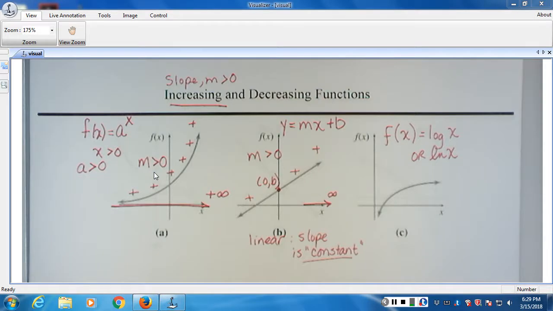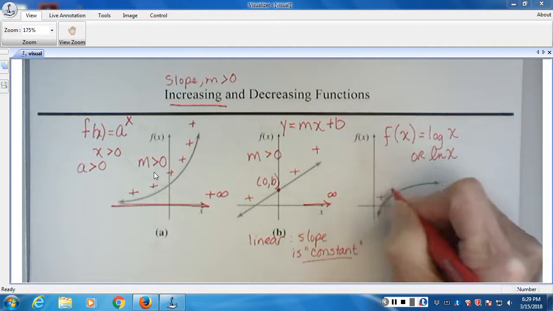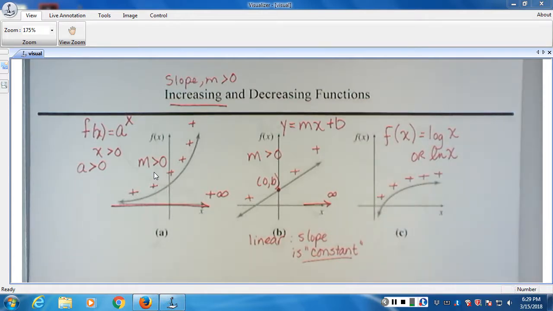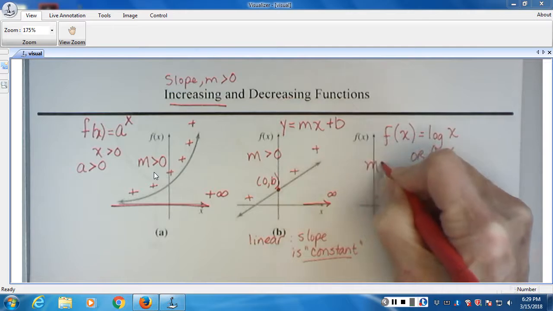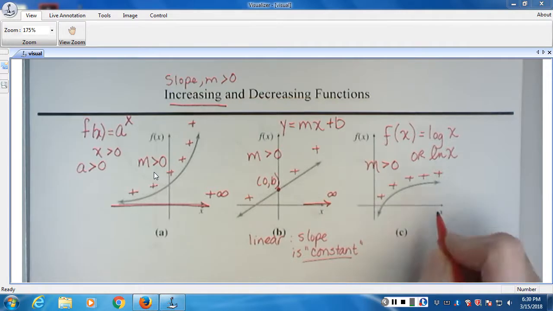But again, this one is constantly going up, which means it always has a positive slope, just like the others. The value of the slope is positive, therefore that function is increasing. As x approaches 0, the function continues to go up.